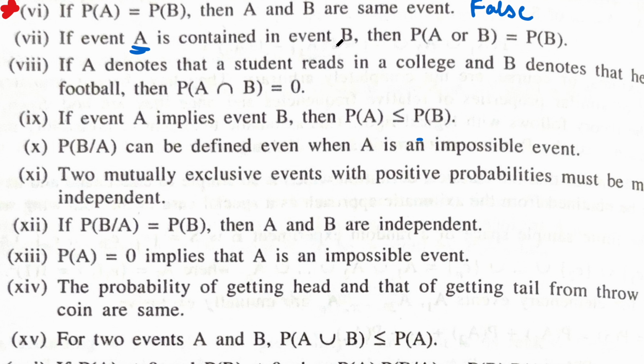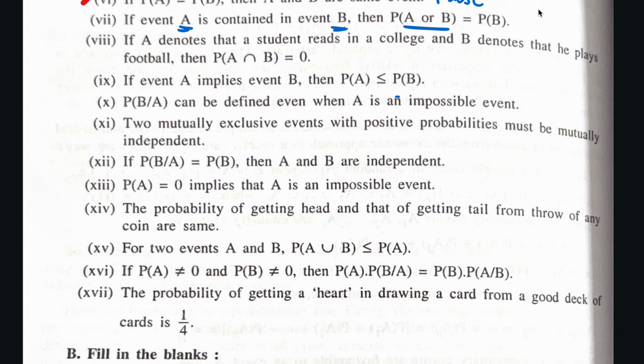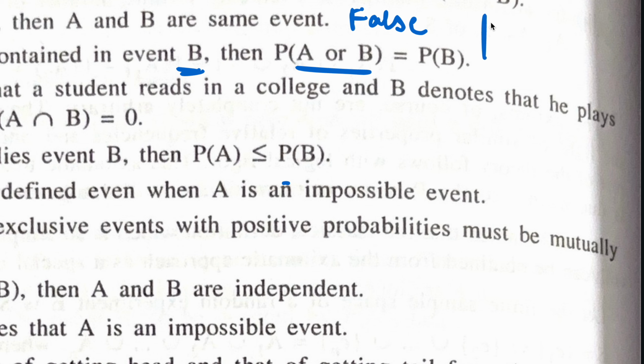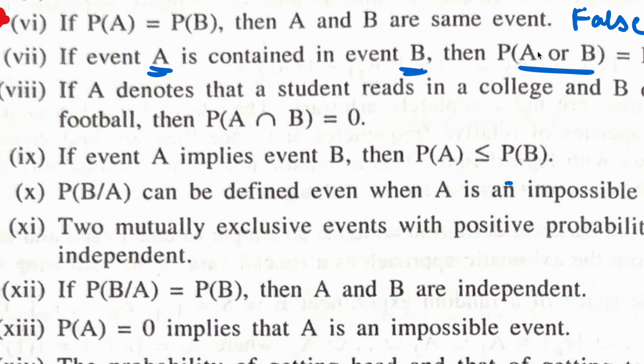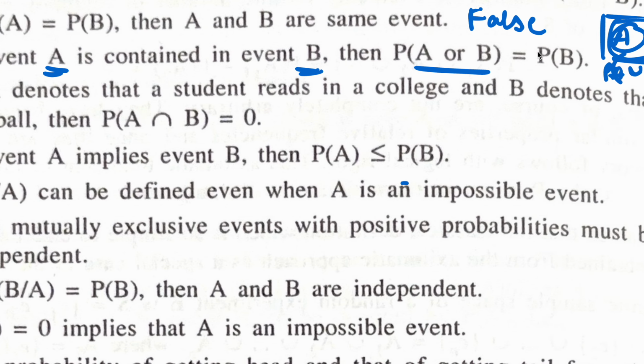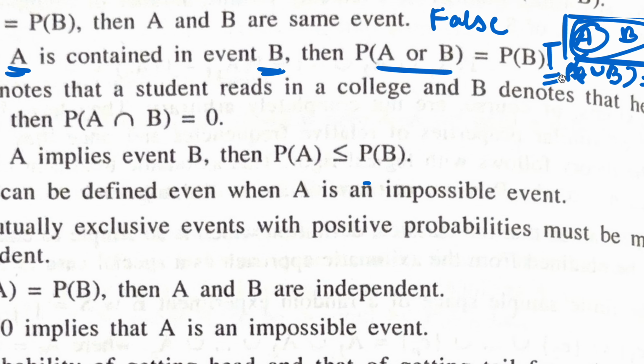If event A is contained in event B, then probability of A or B is equal to... this is what we just discussed. It is saying A is contained in B. I think this is true. Let me check. Wait, this is the seventh part. Yeah, this is true.